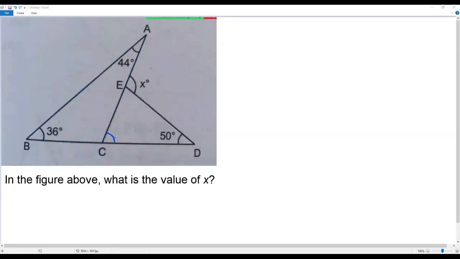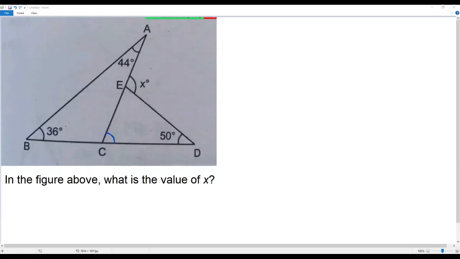Whenever I want to find the exterior angle of a triangle, I can use the exterior angle theorem. What is the exterior angle theorem? The exterior angle of a triangle equals the sum of the two remote interior angles. Here for the triangle ABC, we have three interior angles: 36 degrees, 44 degrees, and the third one is over here. This is not a remote interior angle because this interior angle is adjacent to the exterior angle. So we cannot consider this one a remote interior angle.